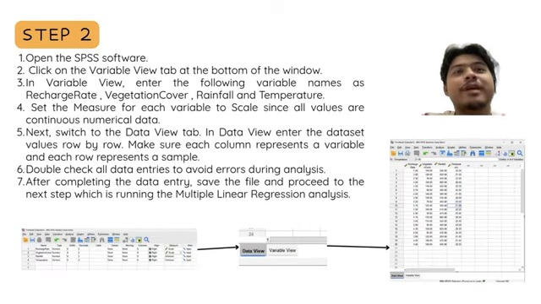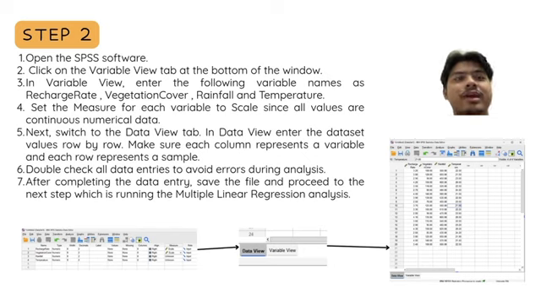Thank you. Step 2, I will explain how to enter the data into SPSS. First, open SPSS and go to the Variable View tab. Here, we name our variables as recharge rate, vegetation cover, rainfall, and temperature. Set the measure type for all of them as scale, since these are continuous numerical values. Next, switch to the Data View tab.